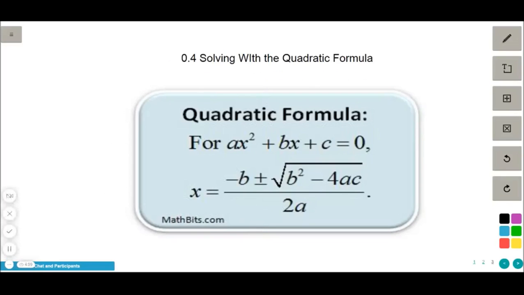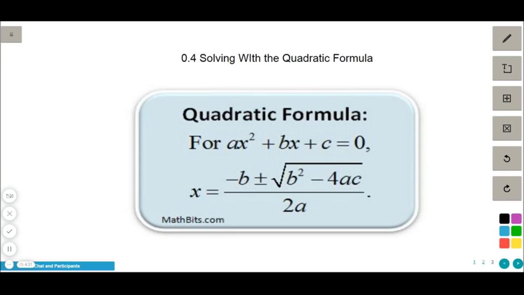Alright guys, I'm back with the next chapter in the diagnostic unit, which is chapter number 4, solving with the quadratic formula. This is a pretty short unit, and it's basically using the quadratic formula to solve standard form. As we talked about in the last chapter, the rules for it, I'm going to be showing you another way to solve the standard form formula.